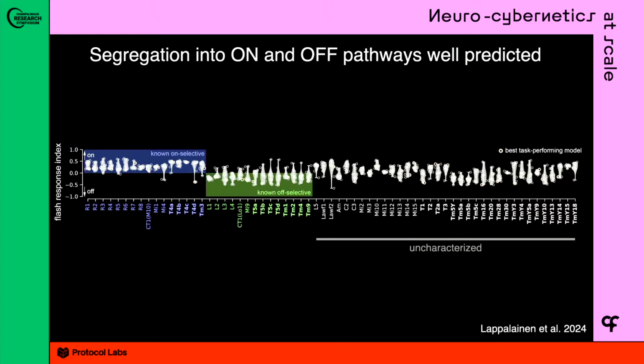So what does this plot look like? Here is what we call the flash response index. Does it respond more strongly to increments or decrements of light? And each of these circles is a different model. So what we did was we didn't just train one model. We trained 50 models. And we asked, do these models come up with the same solution or different solutions? So each of those circles is a different model. And while it's not like a single model gets all of these right, if you look across this ensemble of models, you find that the median actually is a very good predictor.